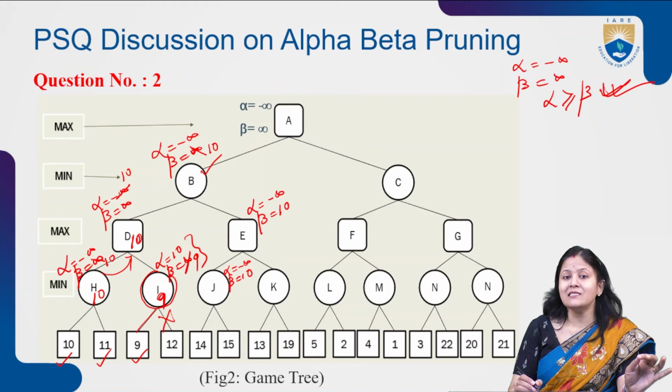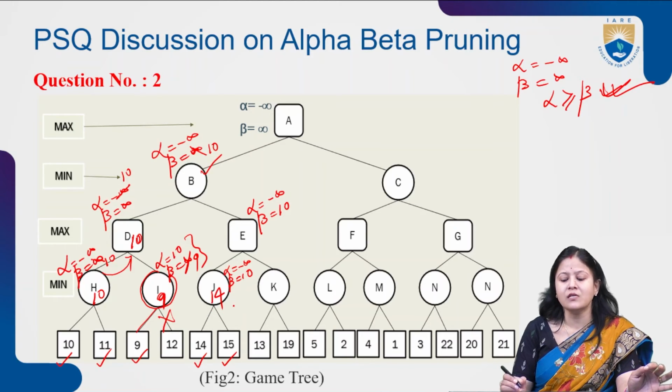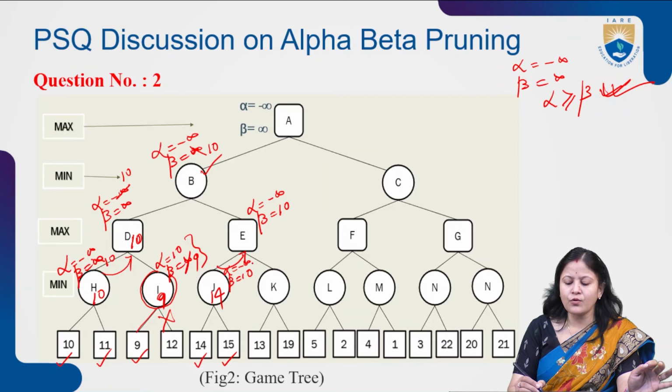J is a min node. So at this point the beta value will be changed. Beta value is 10. 10 gets compared with 14. Which one is minimum? 10 is minimum. 10 gets compared with 15. 10 is itself minimum, so no need to change. You only have to update the node value of J. What would be the node value of J? Between 14 and 15, minimum is 14. Now this is done. Now we have to backtrack to the node E.